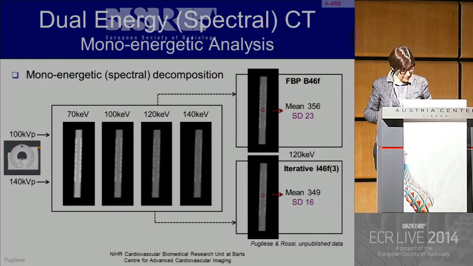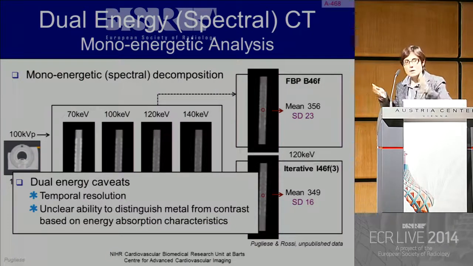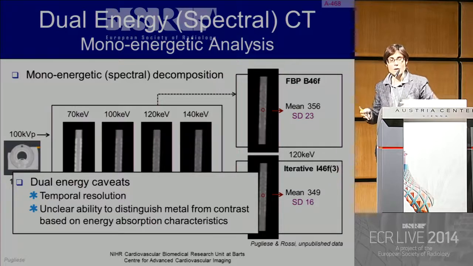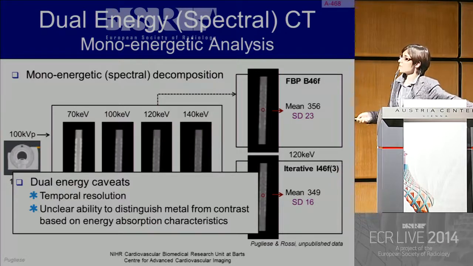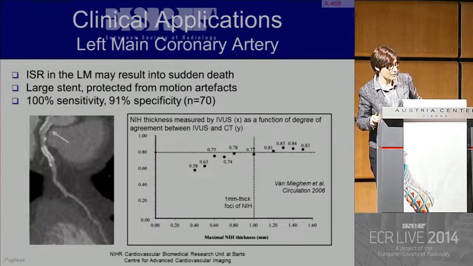Having said all that, with dual energy, there are always some caveats. We have to bear in mind what happens to temporal resolution when we are using multi-energy levels from a dual energy scan. Is it the same as using monoenergetic scanning in the first place? That's not always the case. To date, I believe the ability to distinguish the metal from contrast based on energy absorption characteristics by the analysis of spectra in patients remains pretty unclear. So I'm not aware that these applications have proven robust clinical utility at the moment.